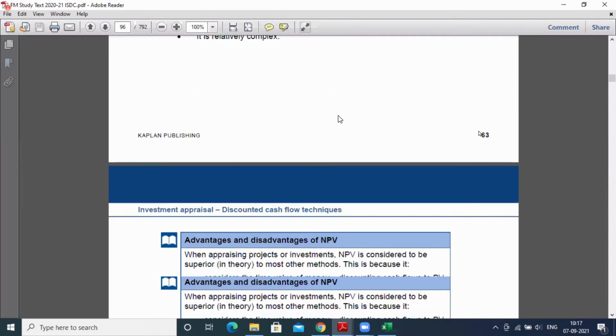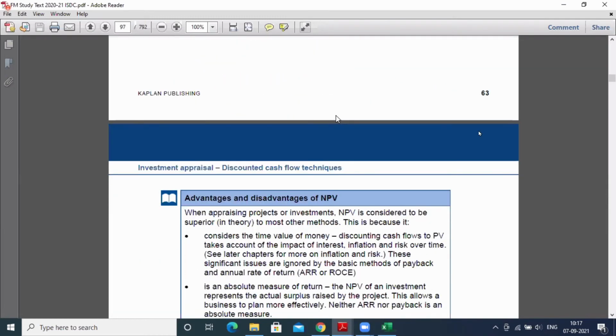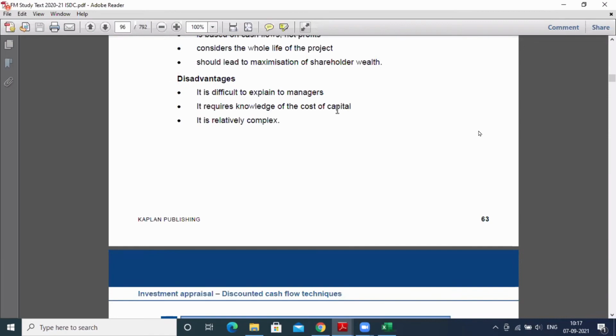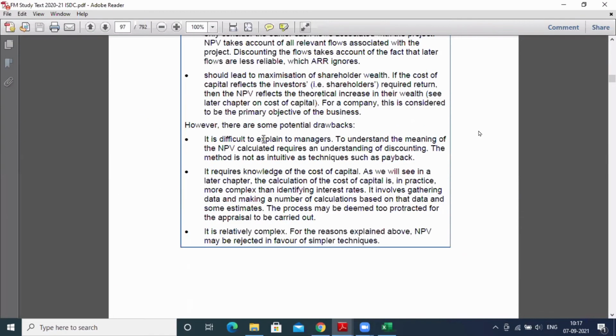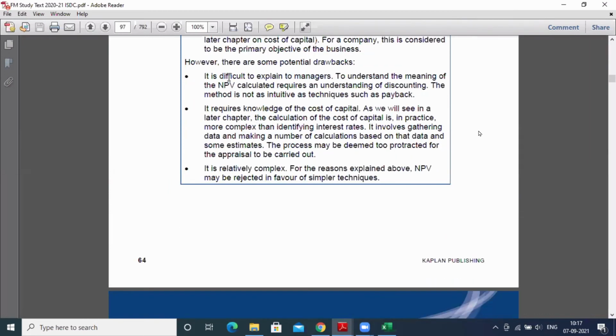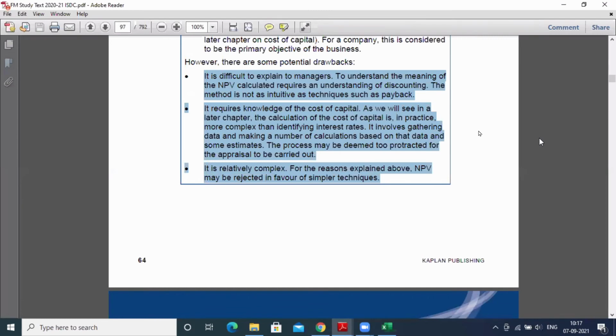So these are certain advantages, and disadvantages. Now let me explain the disadvantages in detail. These are very, very important. Drawbacks. It is difficult to explain to the managers. To understand the meaning of the NPV calculated requires an understanding of discount. So the method is not as intuitive as techniques such as payback.